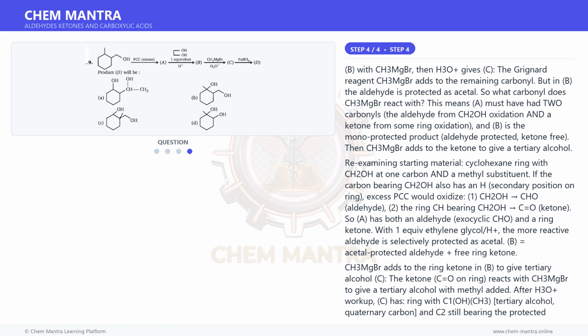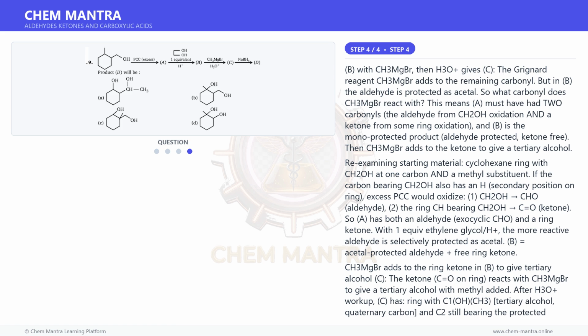CH3MgBr adds to the ring ketone in B to give a tertiary alcohol, C. The ketone C=O on the ring reacts with CH3MgBr to give a tertiary alcohol with methyl added. After H3O+ workup, C has a ring with C1 bearing OH and CH3, a tertiary alcohol, a quaternary carbon, and C2 still bearing the protected aldehyde, the acetal. NaBH4 is a mild reducing agent. It would not reduce an acetal. However, the acetal must be hydrolyzed first. But the question says NaBH4 directly.